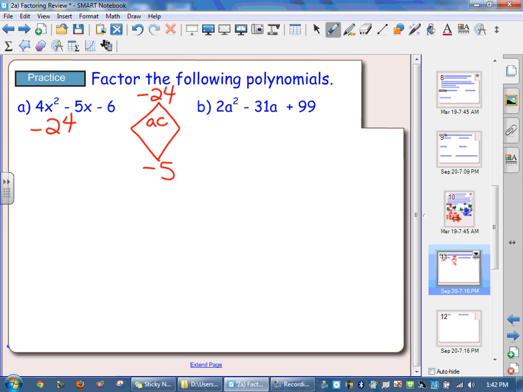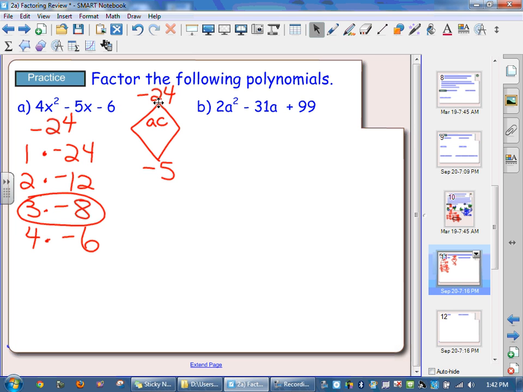1 times negative 24, 2 times negative 12, 3 times negative 8, 4 times negative 6. And that's all. Which ones add to negative 5? 3 and negative 8. Good. So now I know my wings, 3 and negative 8. So I'm going to open my brackets.